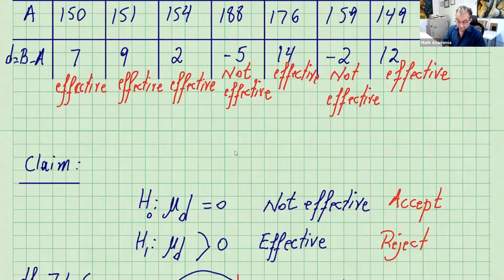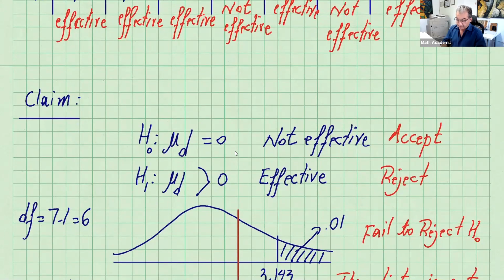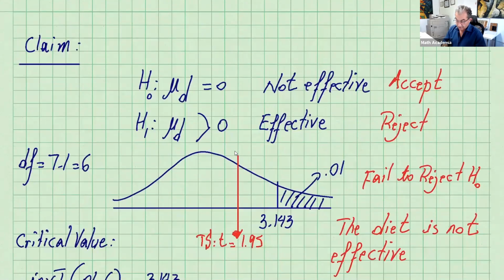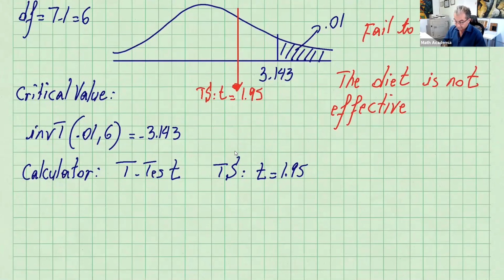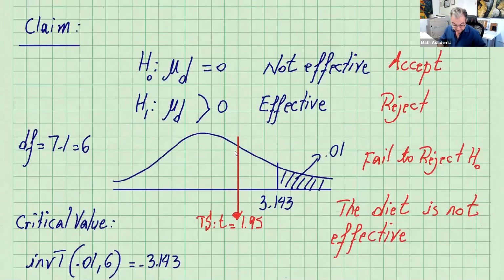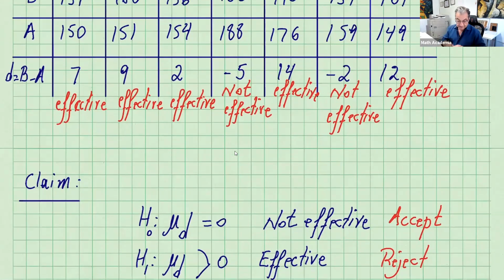Again, for most individuals in the sample, it was effective. And d bar was positive, so it was effective for the sample, but not effective for the population at a 0.01 significance level. So I put the diet is not effective. Or the right way of saying that, you can say we don't have enough evidence to support the claim that the diet is effective. So I think that's it for this lecture.